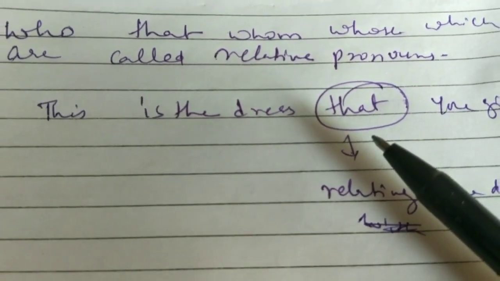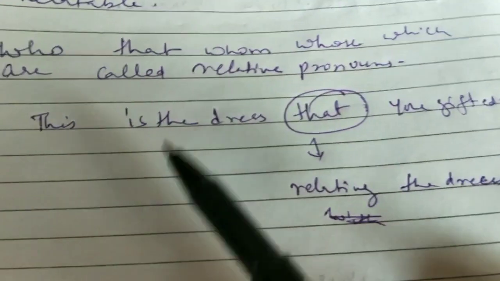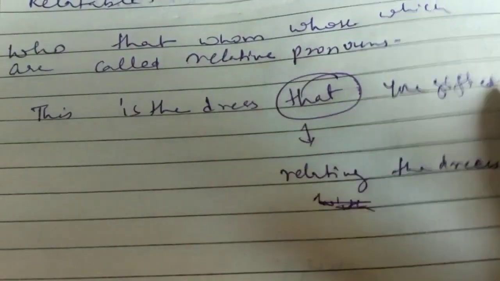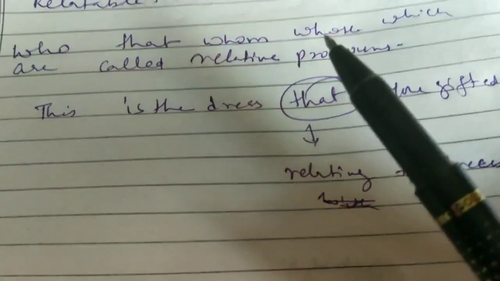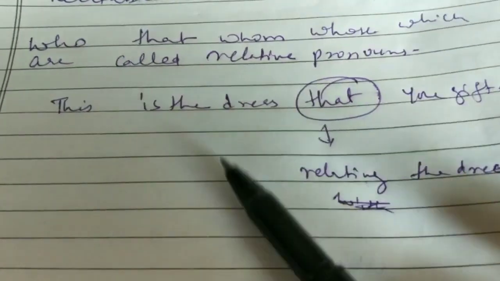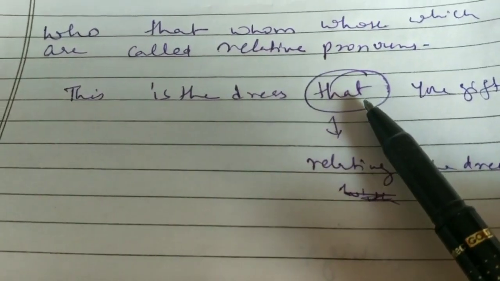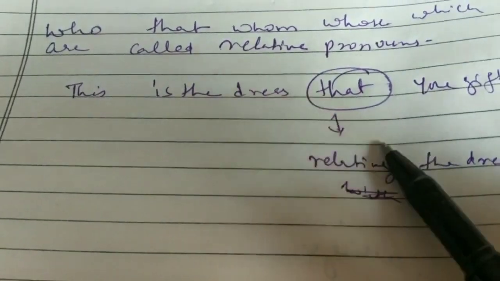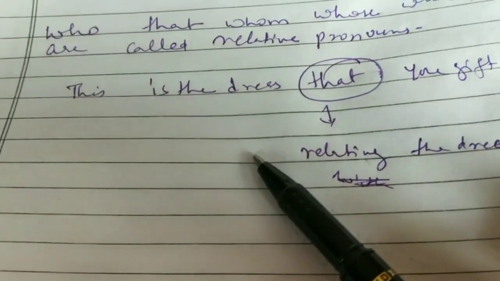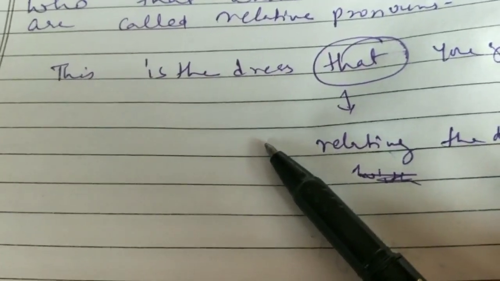These are used to join sentences, so they are called relative pronouns. Like you see here, "This is the dress" is one sentence, and "you gifted me" is another. These two parts are joined with the word "that". So "that" is relating the dress with the gift which you gave me. It acts as an adhesive, or you can say it relates the dress with your gift: "This is the dress that you gifted me." Such pronouns are called relative pronouns.